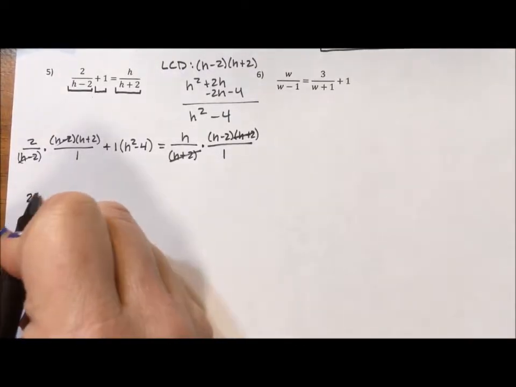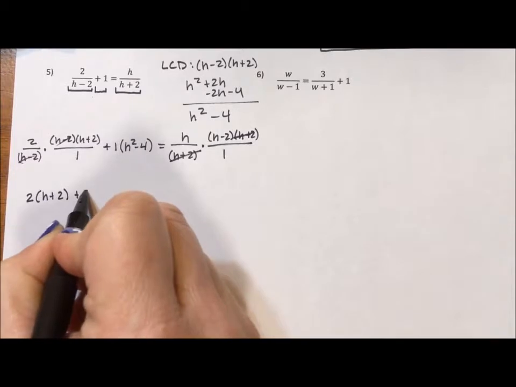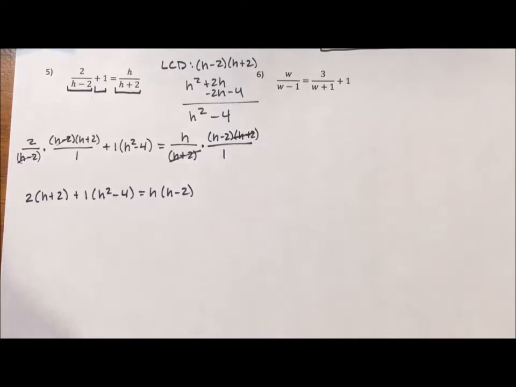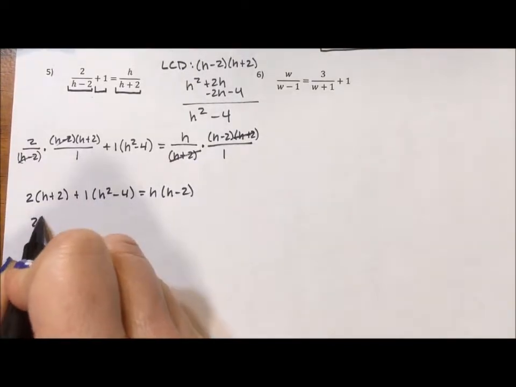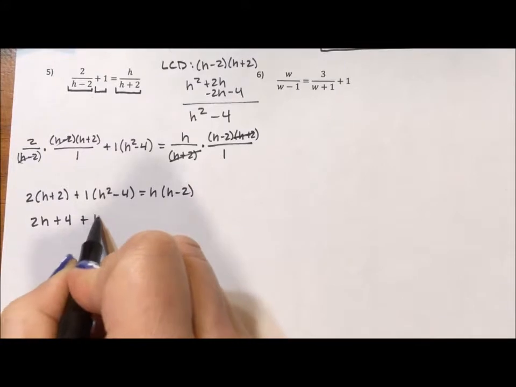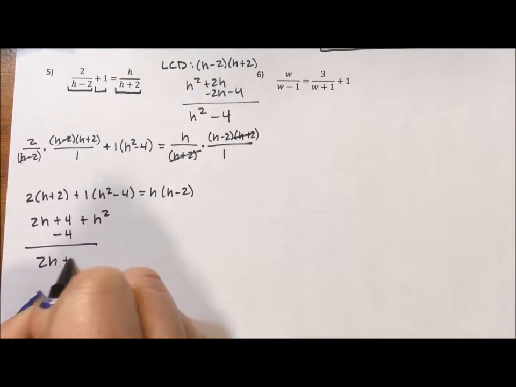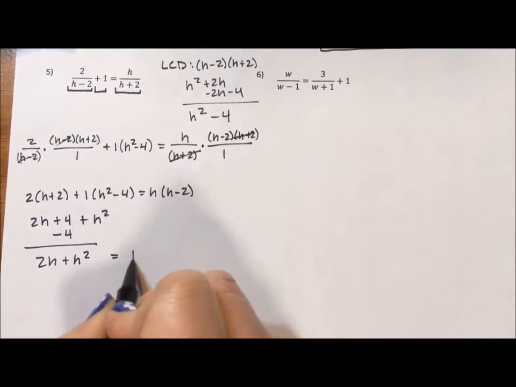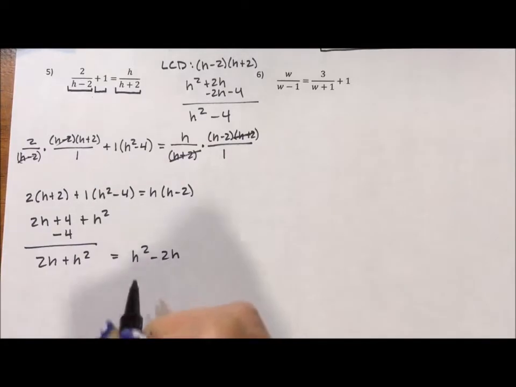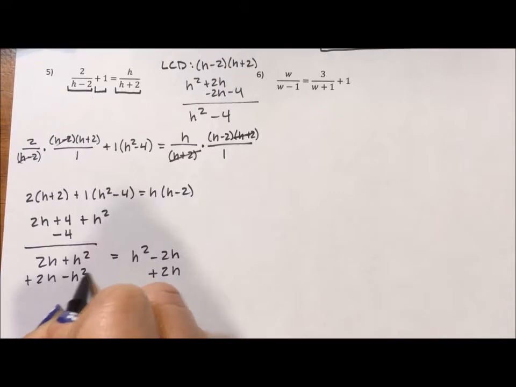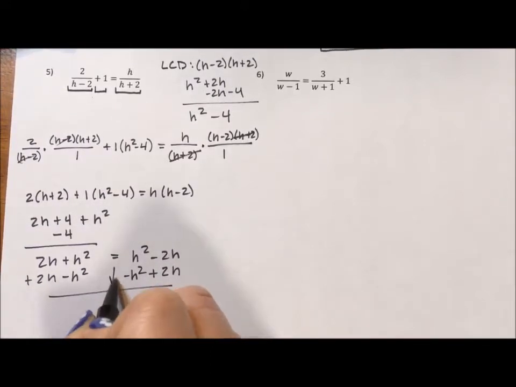So I end up with 2 times h plus 2 plus 1 times h squared minus 4 equaling h times h minus 2. Lots of parentheses. I got to clear them all. 2h plus 4. Plus h squared, I'm going to put the minus 4 right here. I'm going to line those guys up so that I have 2h plus h squared equals h squared minus 2h. All right, I'm going to add the 2h over. I'm also going to subtract the h squared. This is 4h, 0 equals 0. So h is equal to 0.